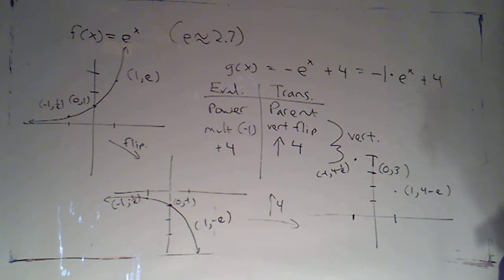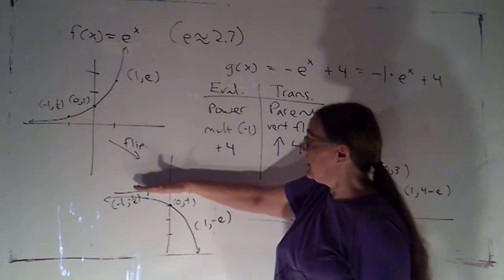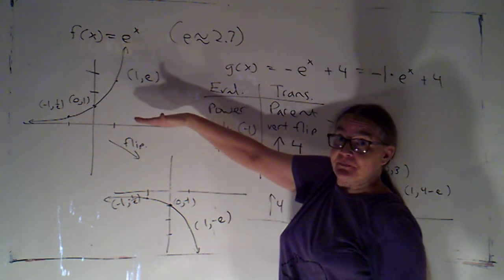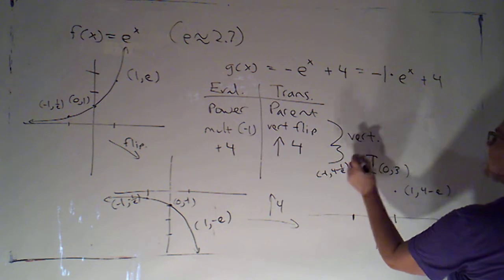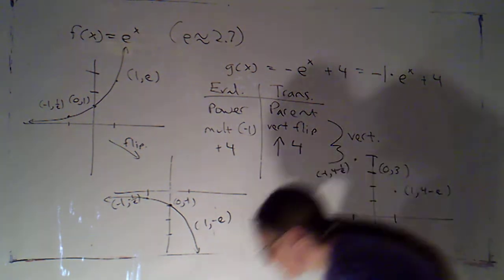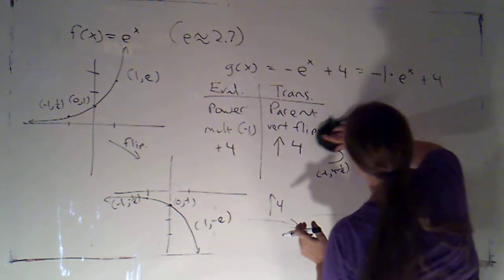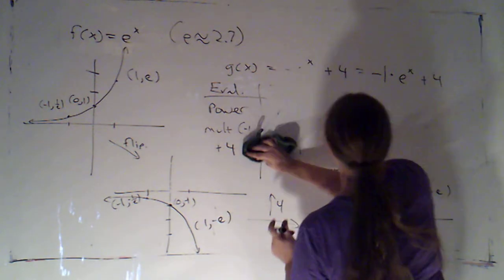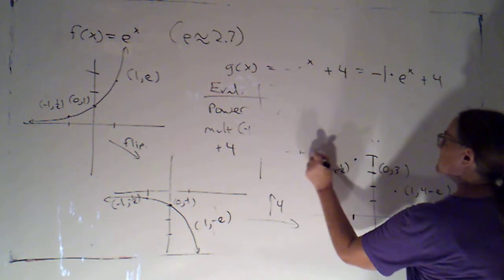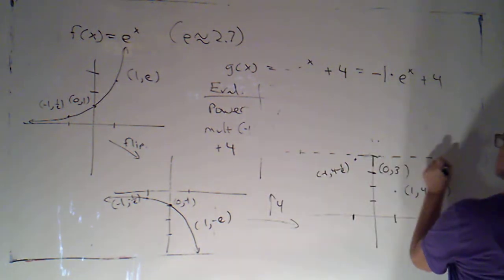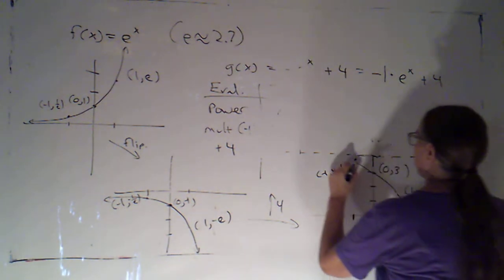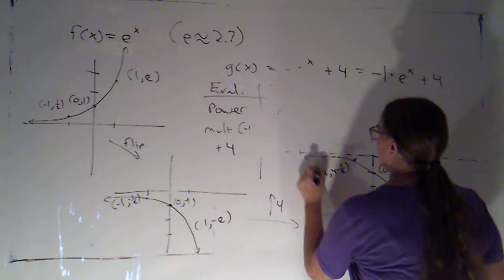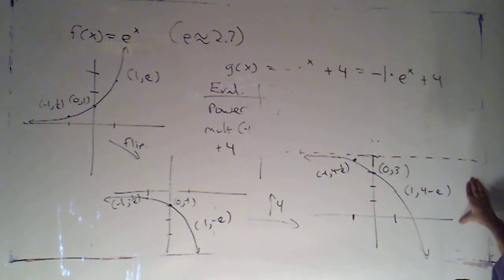Okay, so what happened to my asymptote? Well, the asymptote was here. We're moving everything up 4. So this is going to move up 4. So it's going to be at a height of 4. Like so. And then my graph looks like this.